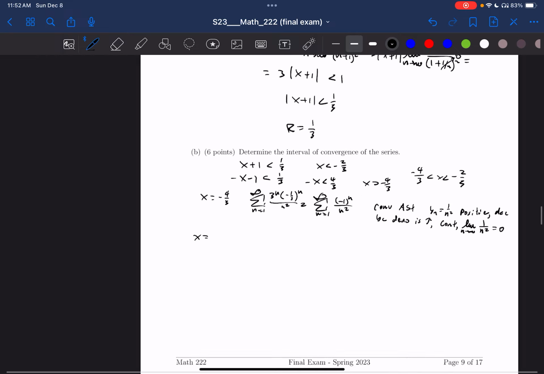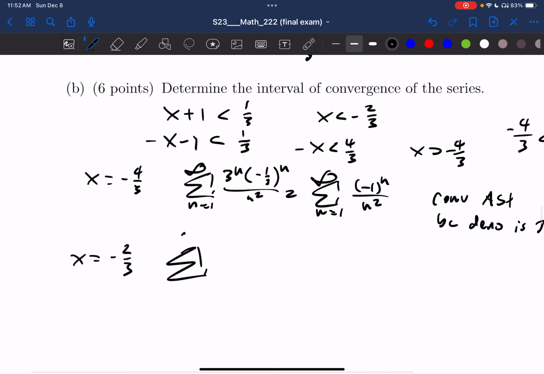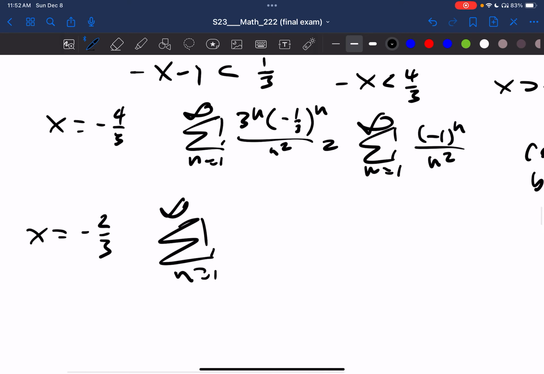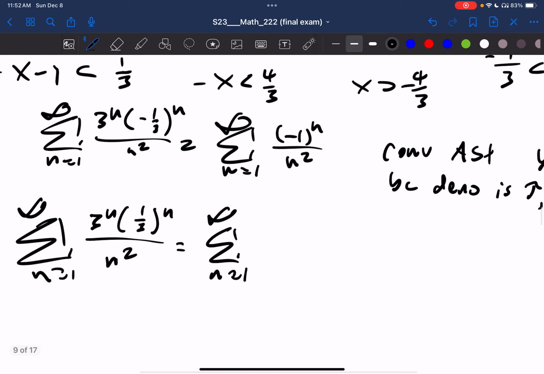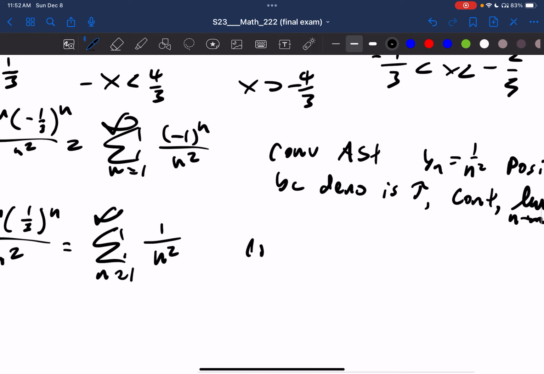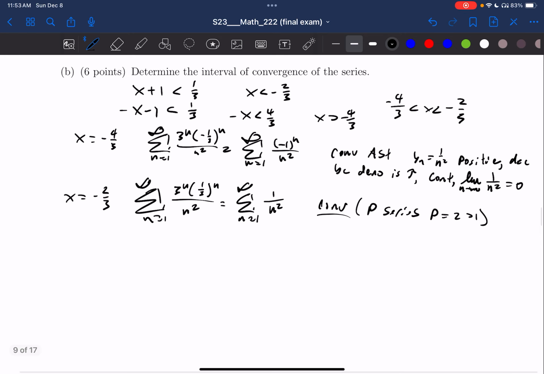So when x is equal to the other value, which is negative 2 over 3, you're going to have the summation n equals 1 of 3 to the n, and then 1 plus this, which will give you 1 over 3 to the n, divided by n squared, will be equal to the summation of n equals 1. We can see here, this will just be 1 over n squared. We know this will converge by the p series, where p is equal to 2, which is greater than 1. So at both of these endpoints, they converge.